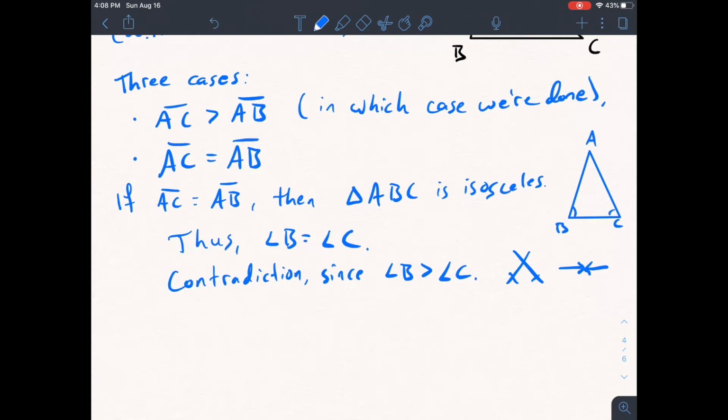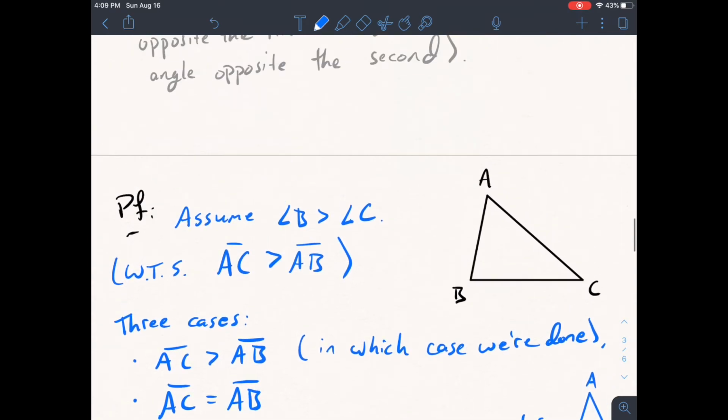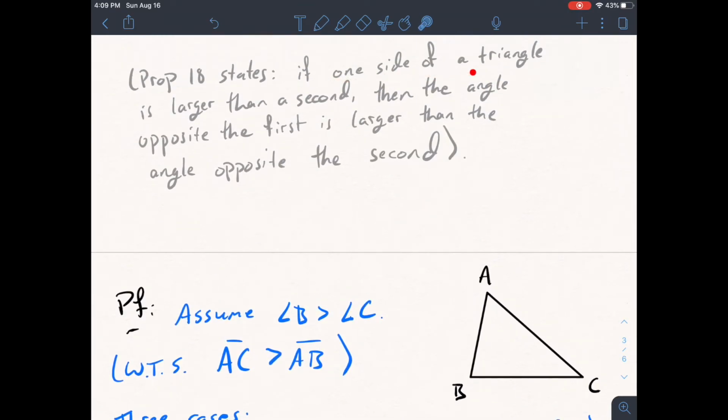Okay, so anyway, that's our contradiction there. So this is not a possibility. So AC cannot be equal to AB. All right, and then our last possibility was AC is less than AB. So if this is true, then what can we do? Well, we can use his proposition 18, which says that if one side of a triangle is larger than a second, then the angle opposite the first is larger than the angle opposite the second.